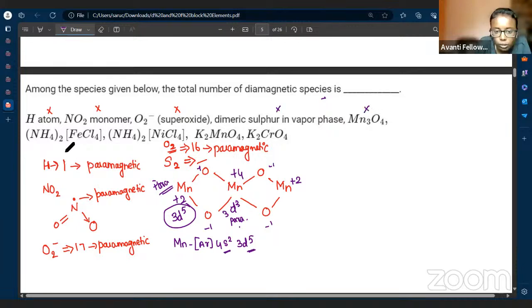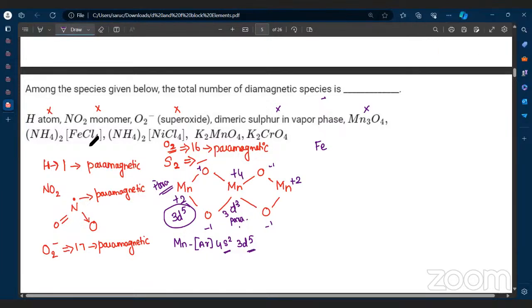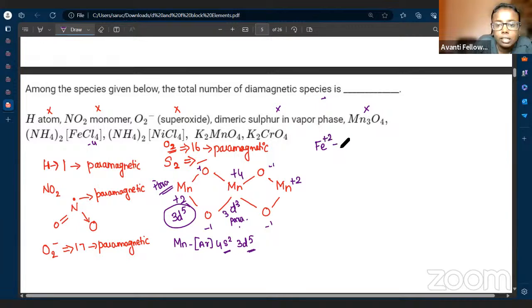Now moving to (NH4)2FeCl4. What is the oxidation state of Fe in (NH4)2FeCl4? Yes, it is +2. So what will be the configuration for Fe2+? It will be argon 3d6.